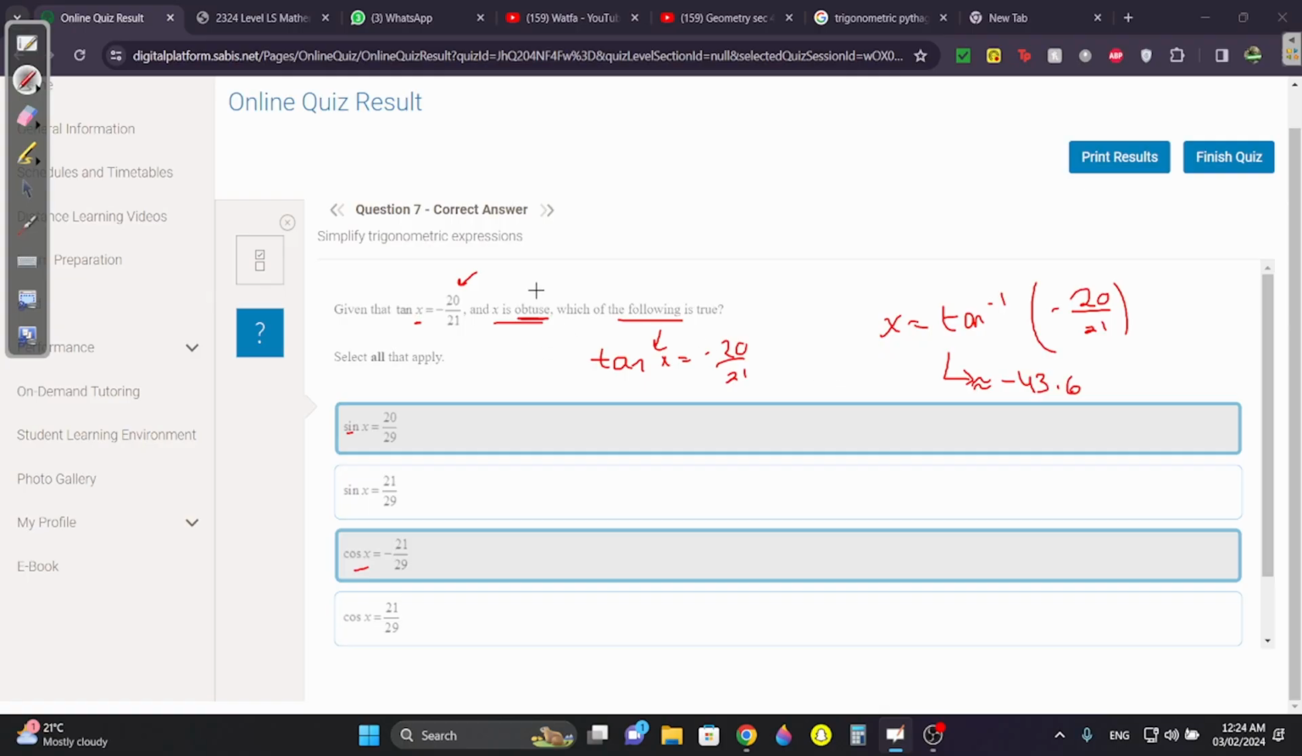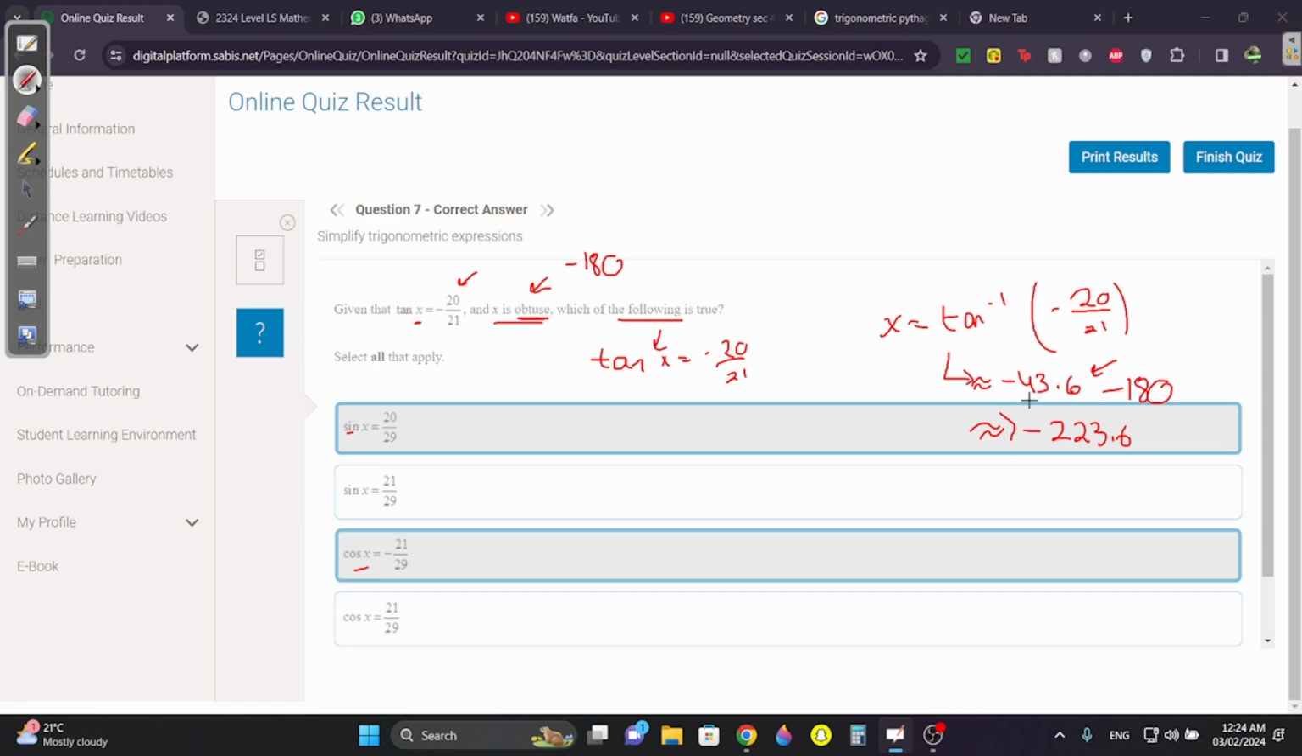But they're saying it's obtuse, yeah? If they say it's obtuse, you have to do minus 180. So you take this angle, minus 43.6, and you put minus 180. You're going to end up with, I think, minus 223.6. You get something like this, okay?